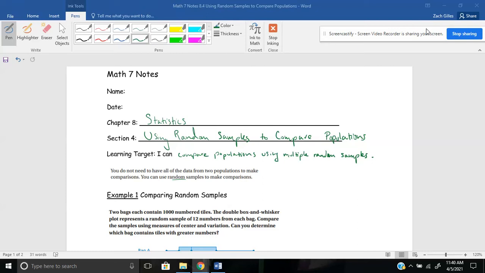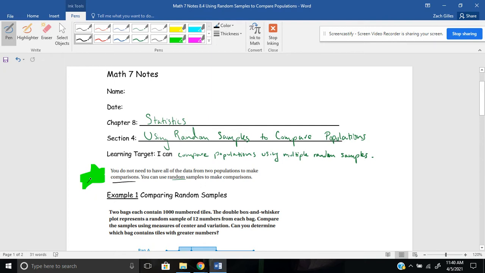Hello everybody, welcome to today's lesson where we're going to talk about how to use random samples to compare a couple different populations. Our learning target today is I can compare populations using multiple random samples. Okay, this first sentence here is important because it's essentially what we're going to be doing today. It says you don't need to have all the data from two populations to make a comparison.